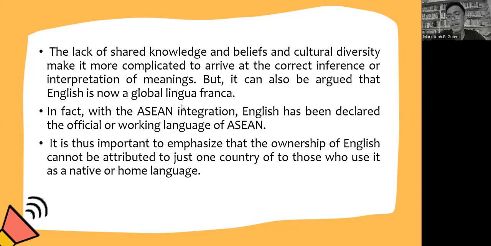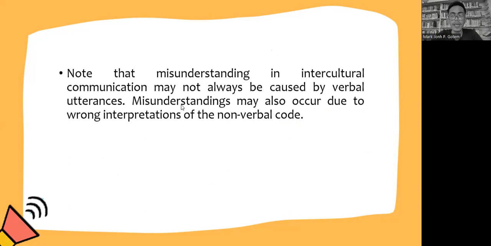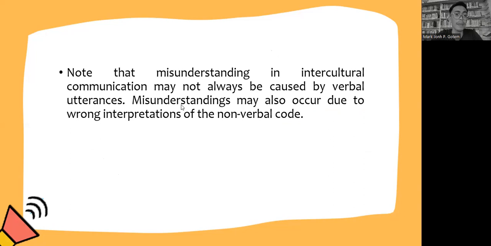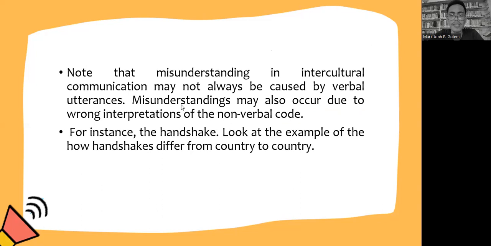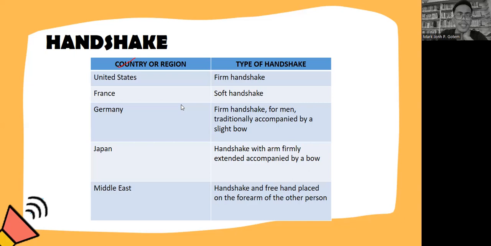Next, take note that the misunderstanding in intercultural communication may not always be caused by verbal utterances. Misunderstanding may also occur due to wrong interpretations of the nonverbal code. For instance, the handshake. Let's take a look at how handshakes differ from country to country. In the United States, it's just a firm handshake. In France, a soft handshake. In Germany, a firm handshake for men accompanied by a slight bow. In Japan, a handshake with the arm firmly extended accompanied by a bow. And in the Middle East, a handshake with the free hand placed on the forearm of the other person.